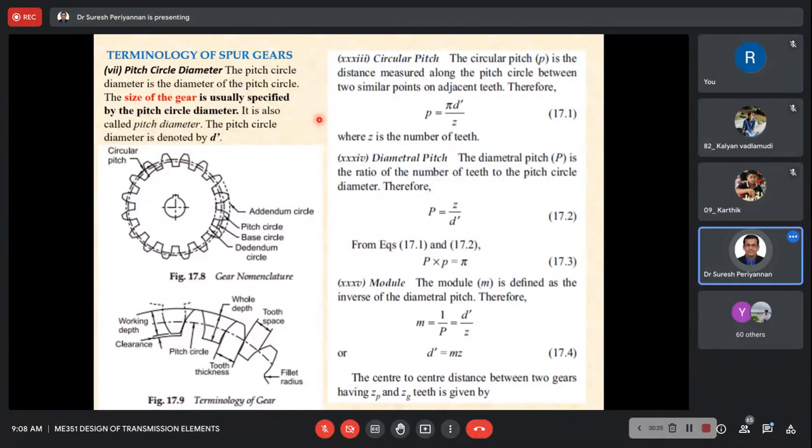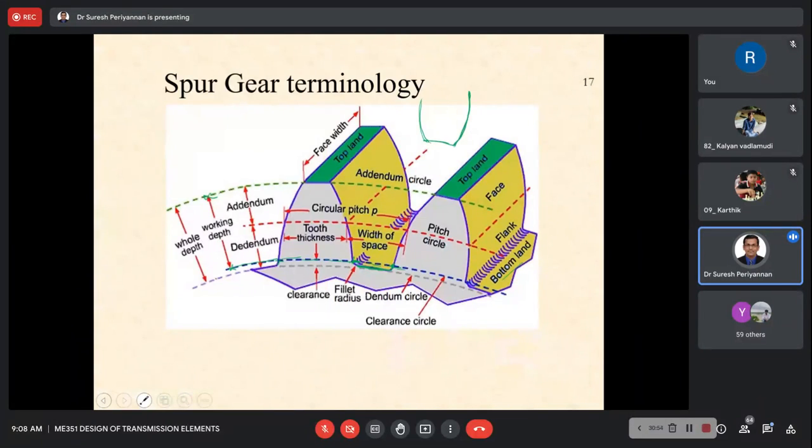Now, pitch circle we discussed. Now, pitch circle diameter. See here, the pitch circle diameter is the diameter of the pitch circle. The size of gears is usually specified based on the pitch circle diameter. We put the notation d dash for the pitch circle diameter. This is the pitch circle diameter, what we discussed earlier.